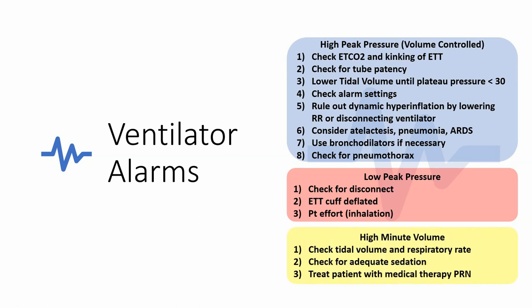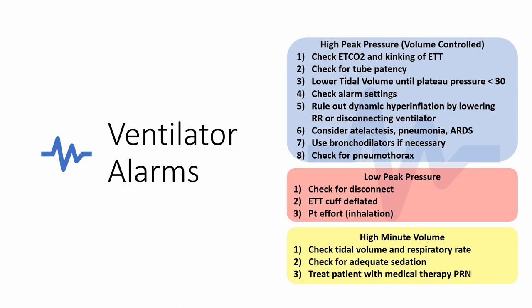If you have a high minute volume, so if your respiratory rate and your tidal volume are fast enough to go above your set alarm limits for your minute volume, you'll get this high minute volume alarm. So make sure that the tidal volume and the respiratory rate are adequate. If your patient is starting to wake up from sedation, they can become extremely anxious, and that will increase their respiratory rate. So if you see the patient taking spontaneous breaths, you should make sure that they have adequate sedation.